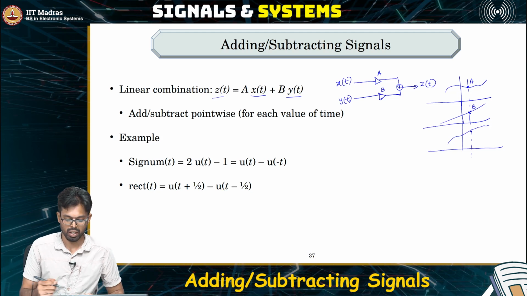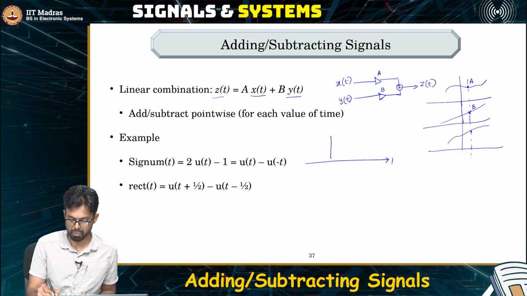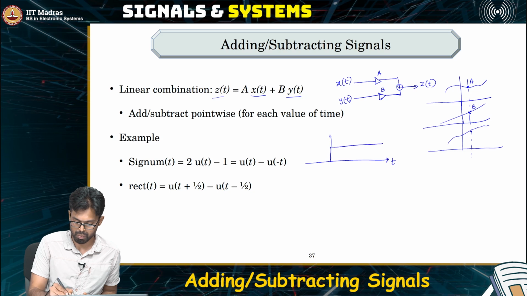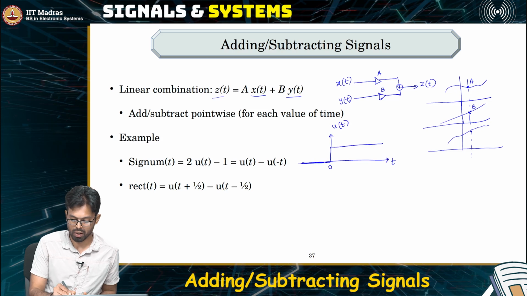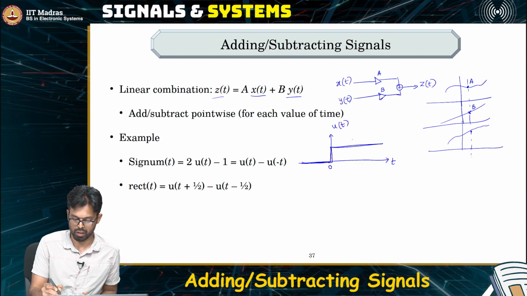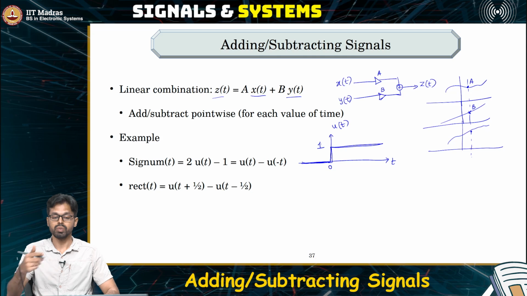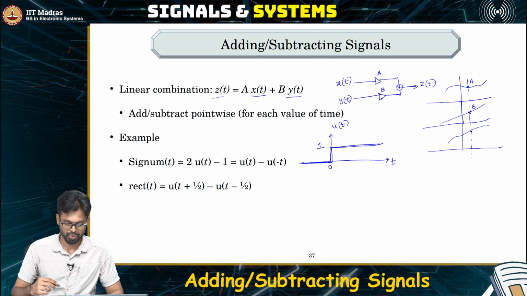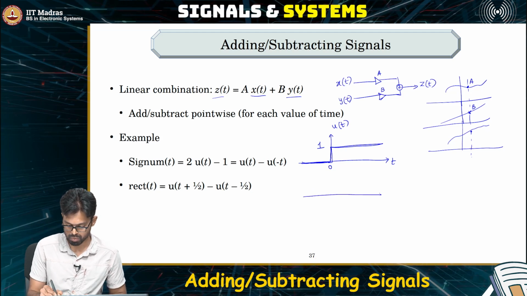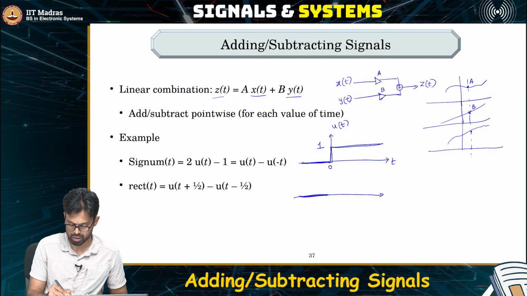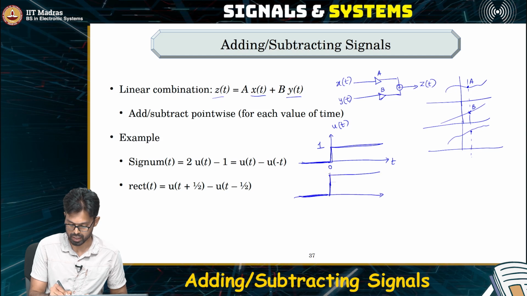A simple example is that earlier we saw the step function. If you remember, the step function is something of this form: till 0 it is 0, after that it becomes 1. This is our step function. Now from this we can get a lot of interesting other signals. If you just multiply this by 2, what do you get? A step function scaled in amplitude by 2 becomes something like this.